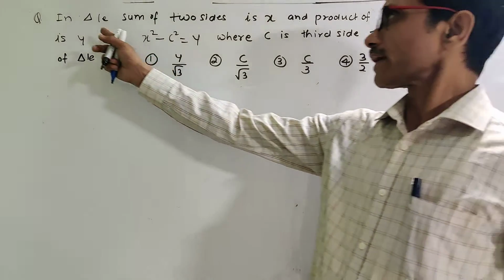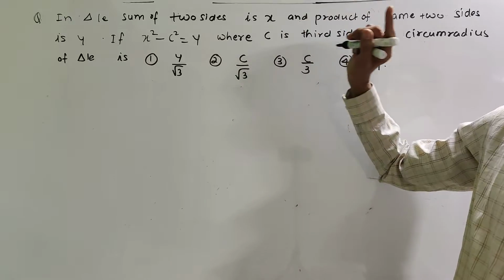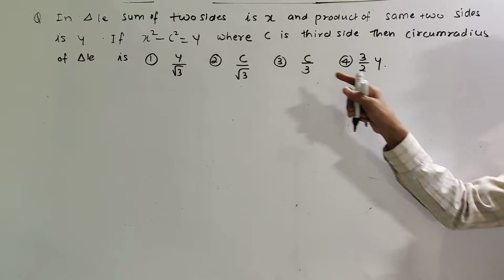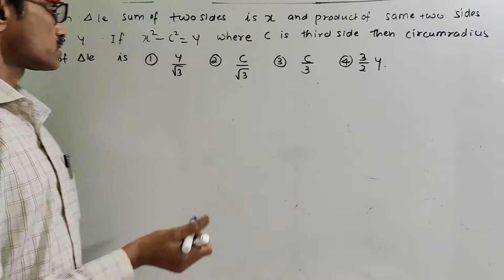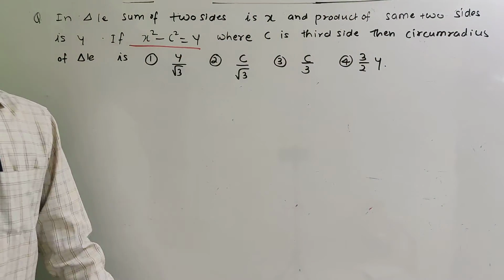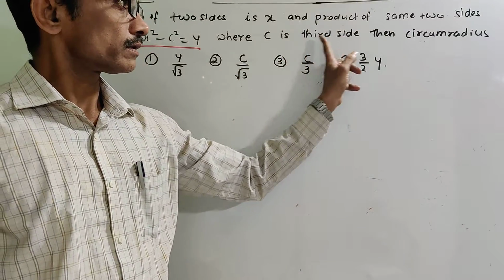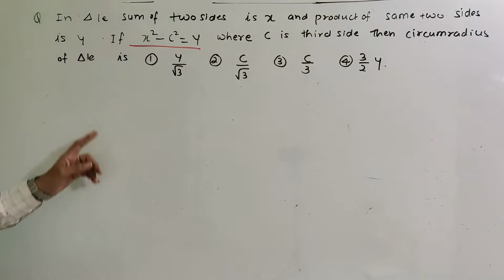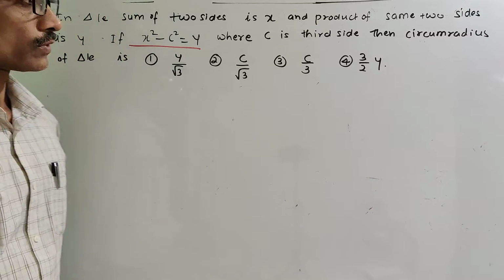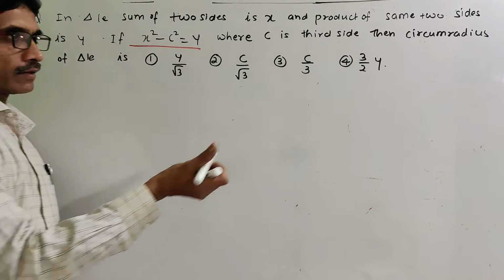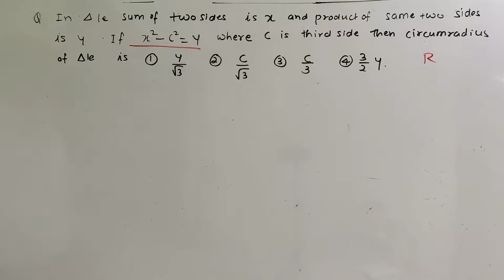The question is this: in a triangle, the sum of two sides is x, the product of the same two sides is y, and this relation is given: x² - c² = y, where c is the third side of the triangle. We find the circumradius of the triangle. So for the circumradius of the triangle, we take capital R, and we use the sine rule and cosine rule here.